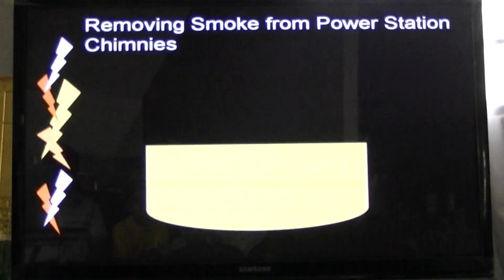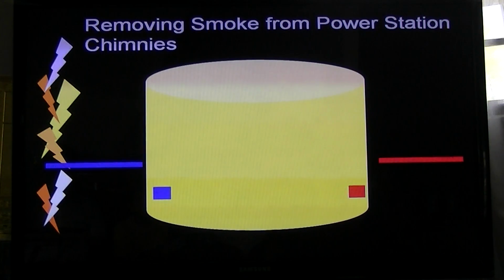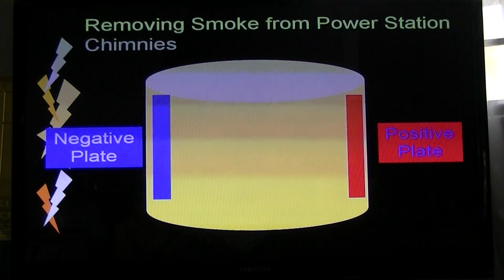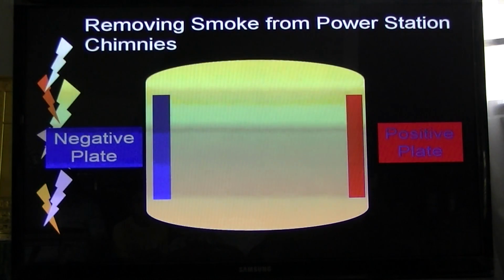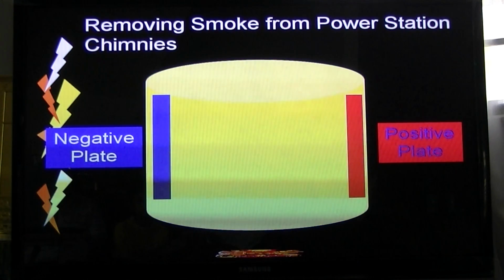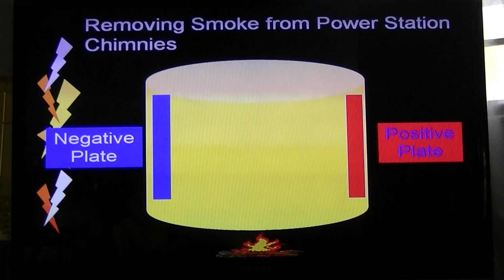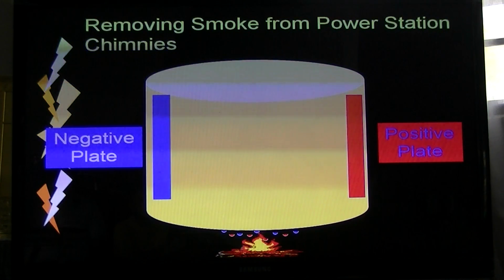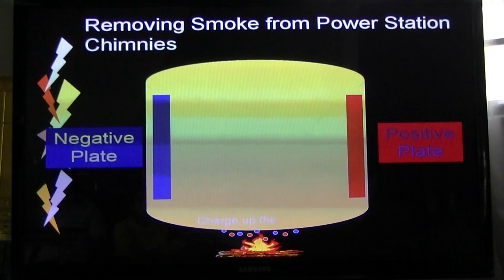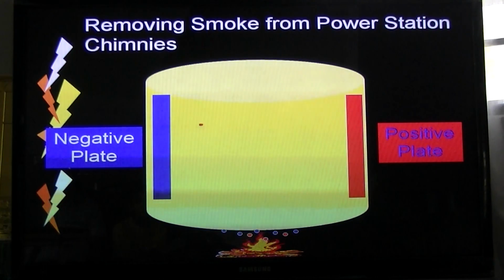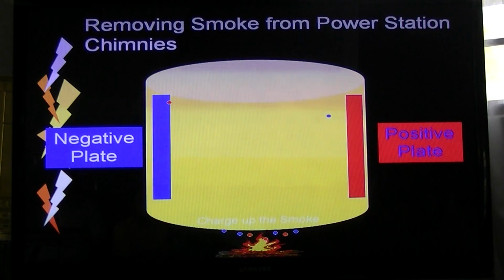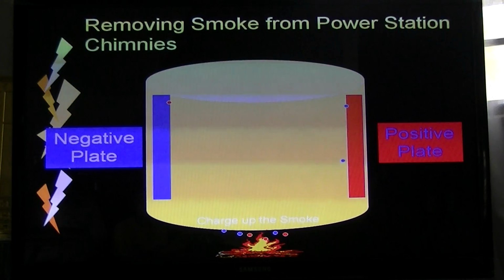Removing smoke from a power station chimney. This is a chimney. They have negative plates on one side, positive plates on another side, and they're going to put a fire on. That's the fire from the chimney. So you can see the iron. Look at them going there. You see? They know which side to go.